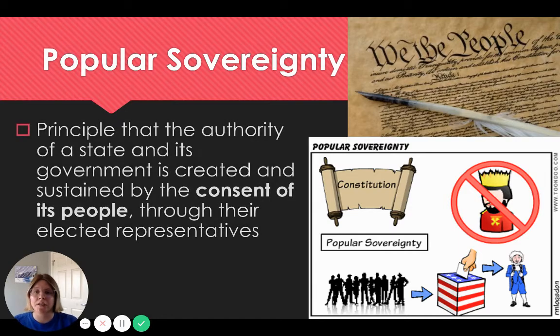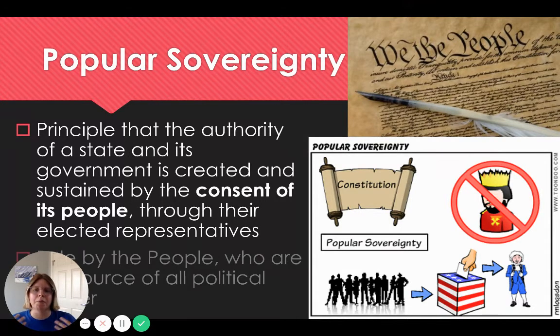Popular sovereignty, sovereignty just means power. So popular just means from the people. So popular sovereignty just means that the ultimate power or source of power is from the people, basically. Not from a king, not from a different governing body, but that the people ultimately have all the power, basically.